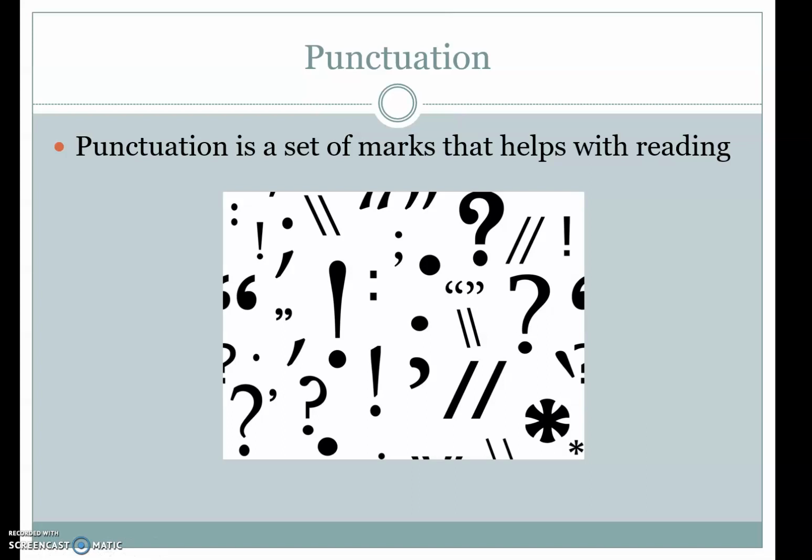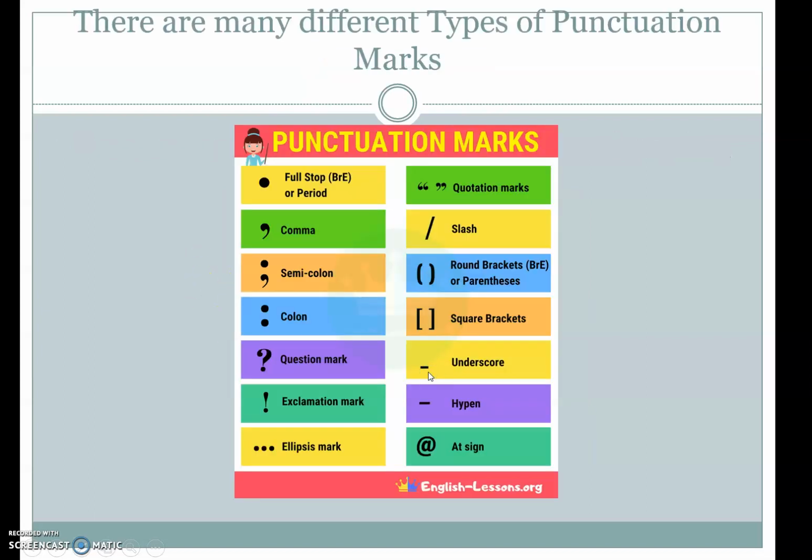So just to refresh your memory, punctuation, what is it? Punctuation is a set of marks that helps with reading. As you can see here is a picture that shows different types of punctuation. There are many different types of punctuation marks, and here's just a list of a few of them. We're not going to look at all of them, but we will look at a majority of these listed here.